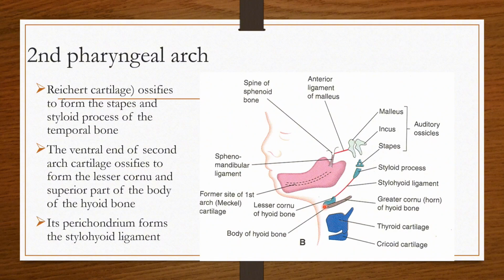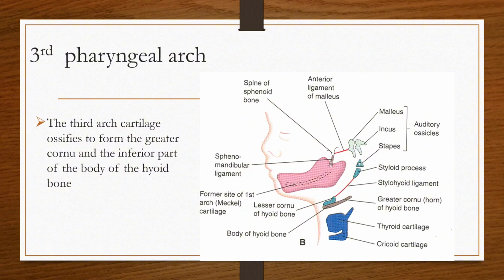Then the perichondrium which forms the stylohyoid ligament. So these are the components from the second pharyngeal arch: the stapes, the styloid process of the temporal bone, the stylohyoid ligament, the lesser cornu and the superior part of the body of the hyoid bone.